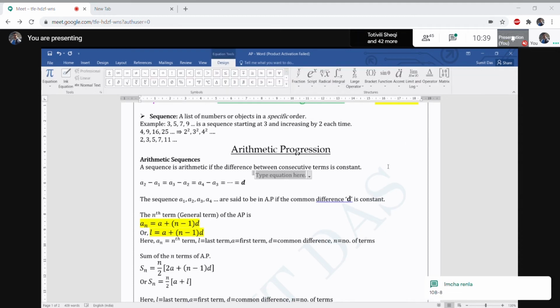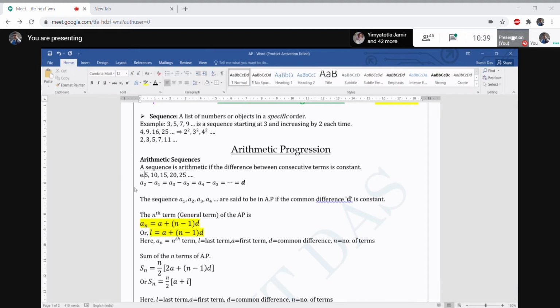Suppose 5, 10, 15, 20, 25, and so on. Look, what is the difference between consecutive terms? 10 minus 5 is 5. 15 minus 10 is 5. The difference between consecutive terms is always constant. So this will be called an arithmetic progression, or arithmetic sequence also.